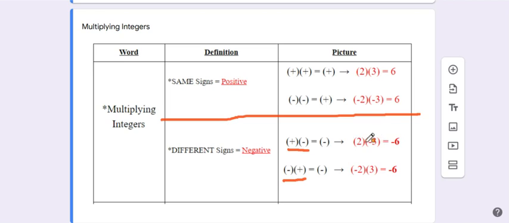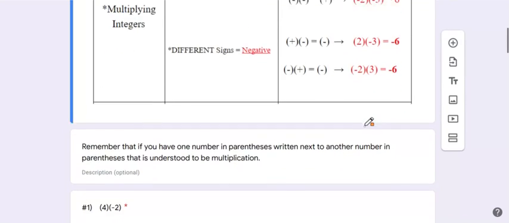So for example, 2 times negative 3. 2 is positive, 3 is negative, so I know my answer will have a negative sign, and I know 2 times 3 is 6, so my answer would be negative 6. The same thing would apply for negative 2 times 3. 2 is negative, 3 is positive. They have different signs, so I know my answer is negative. It's negative whatever 2 times 3 is, which of course is 6. Okay? So keep that in mind as you're going through here.